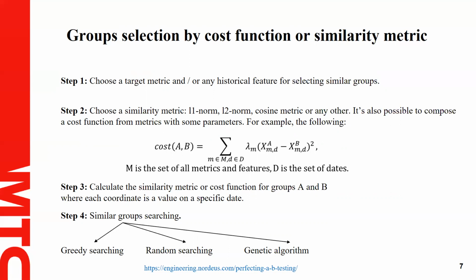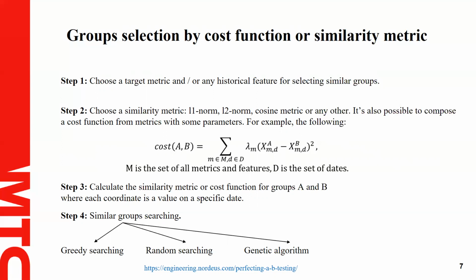Let M be the set of all metrics and features, and D a set of dates. For each date for the metric M, we can average all observations in groups A and B, and get a vector of dimension D. And then we have vectors A and B, and calculate, for example, the square distance between them and multiply it by some lambda coefficient. Lambda is the weight of our metric. We can do this by summing over all metrics and we get a cost function between groups A and B.